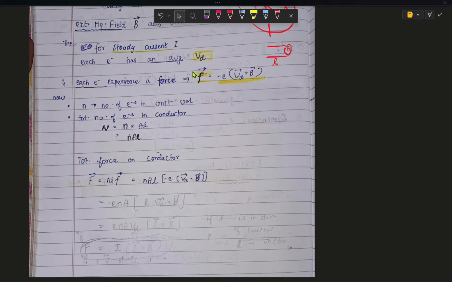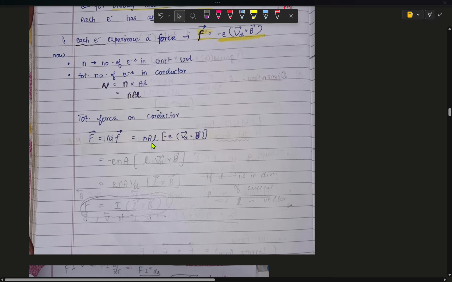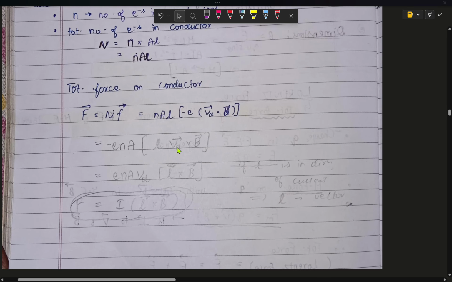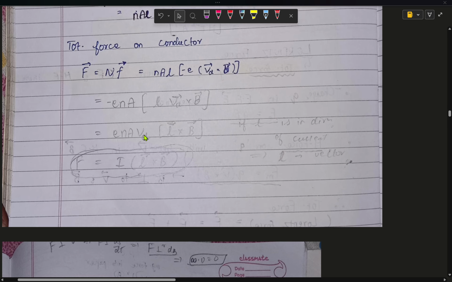This is the force exerted on a single electron, but we have this many number of electrons, so N into that F value. Multiplying these two will give you this entity. Take e common outside, L into V cross B. Take the drift velocity outside, so L cross B. This entity ENAVD is nothing but I from the current electricity chapter. So that's what F is equal to I into L cross B.